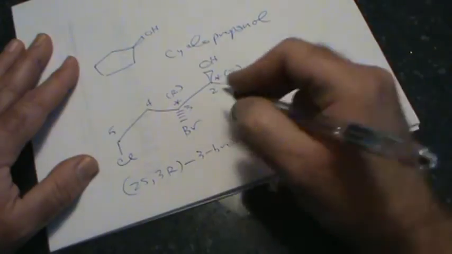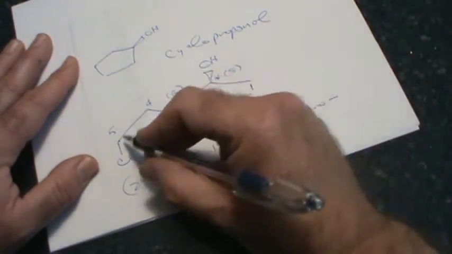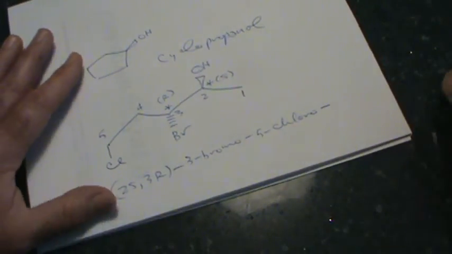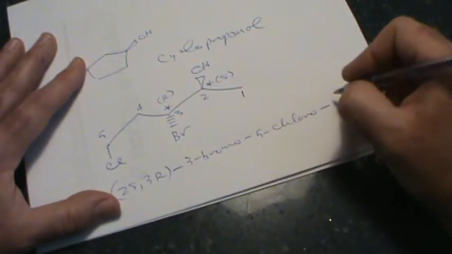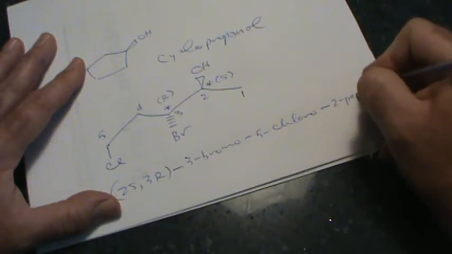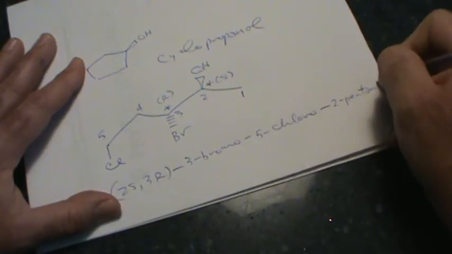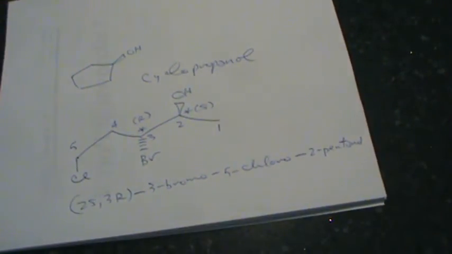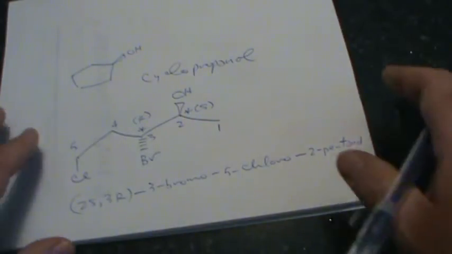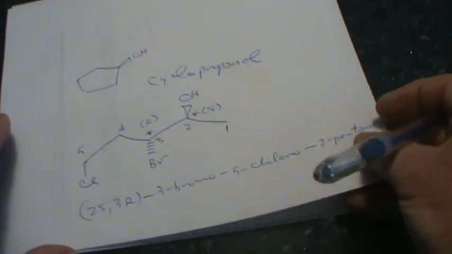and this is a 5-carbon alkane, a pentanol, and since the alcohol is at carbon 2, 2 pentanol. So that would be the full name. 2S, 3R, 3 bromo, 5 chloro, 2 pentanol. So this is really just an extension of the sort of naming we've already done. The only thing that's different is that the alcohol is named as an alcohol, of course.